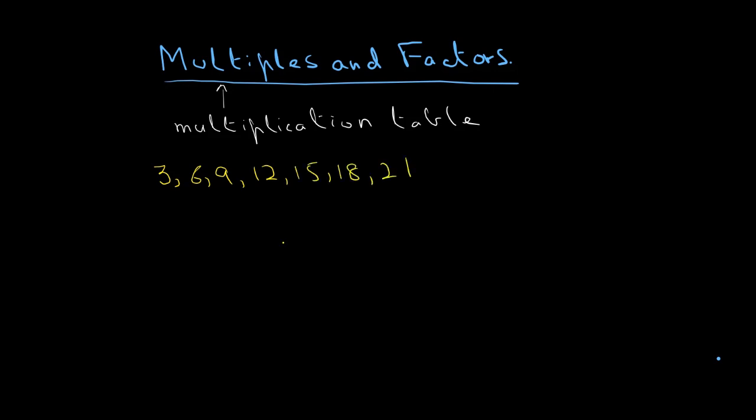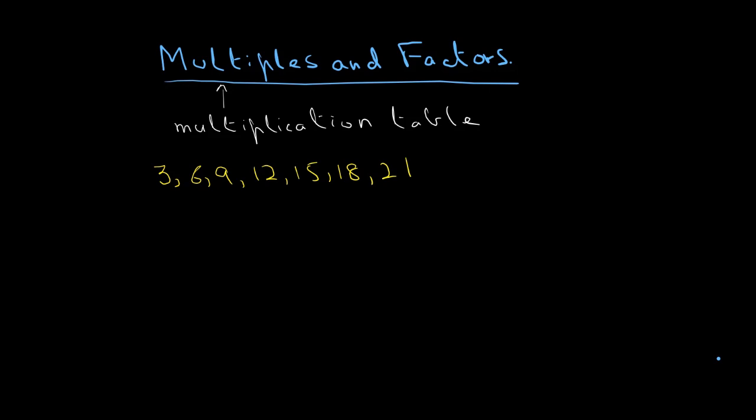And the reason I'm putting all of these numbers out is because 3 ones are 3, 3 twos are 6, 3 threes are 9, 3 fours are 12, 3 fives are 15, 3 sixes are 18, 3 sevens are 21. So all these numbers are multiples of 3.